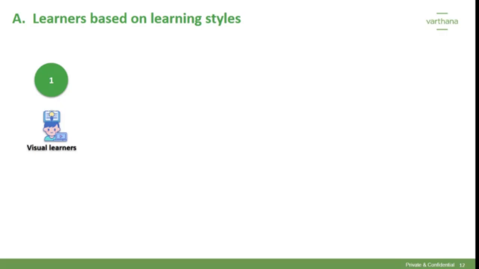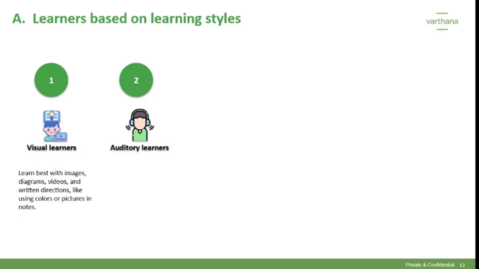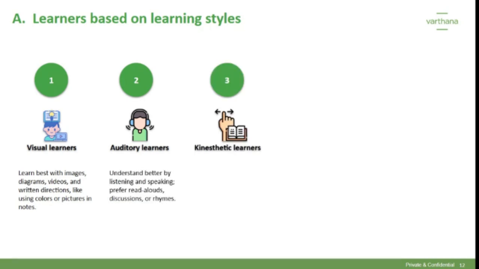First is visual learner. Some students learn visually. So what is included in visual? Visual means watching pictures, videos, diagrams, symbols, etc. So these are visual learners. The second one is auditory learners, the learners who learn by hearing, by saying repetitive things, by speaking, by listening again and again. So these are auditory learners.